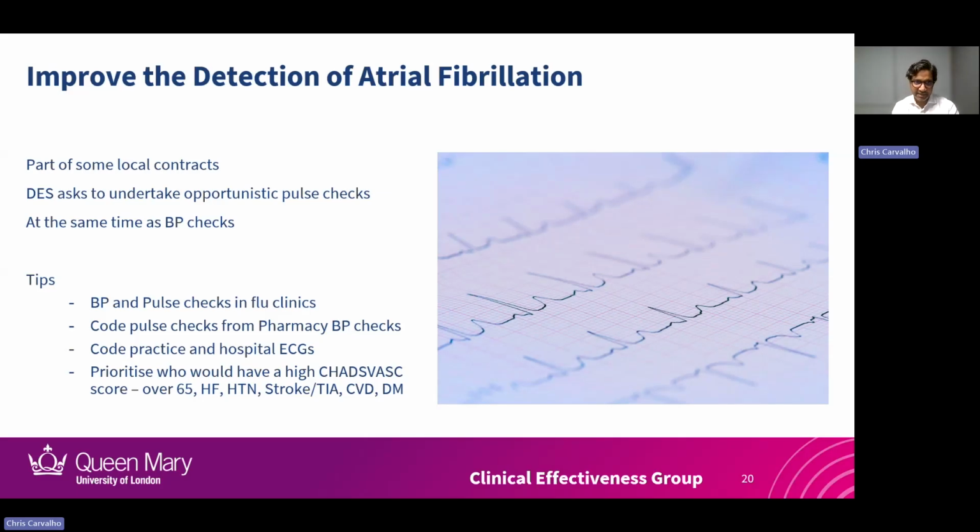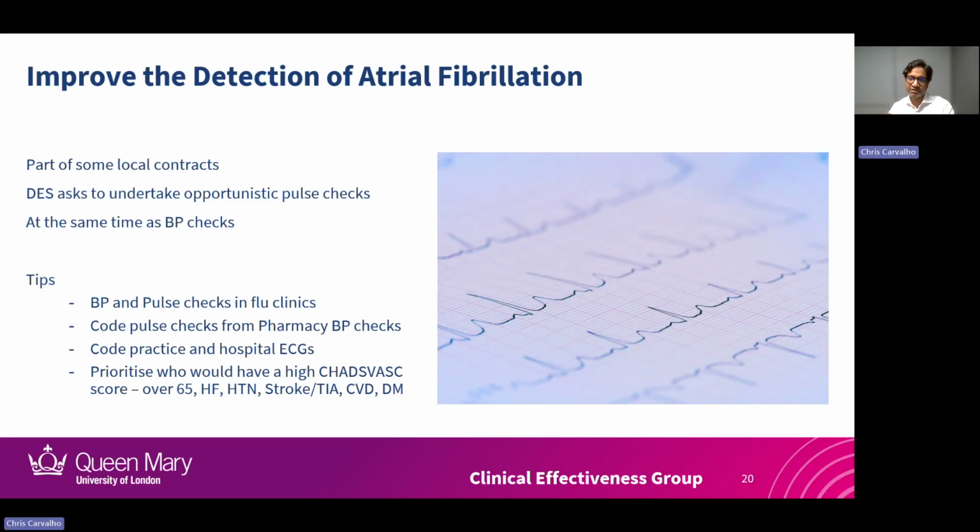And if the opportunistic pulse check isn't part of your local contract, what I suggest is you prioritize those people who are going to be most at risk if they are found to have AF. And the easy way to think about that is thinking about CHA2DS2-VASc. So looking at your population who are either over 65, who have heart failure, have hypertension, who've had a previous stroke, who have cardiovascular disease or who have diabetes, because those are the people who will then score highly on CHA2DS2-VASc and will need to be anticoagulated. So if you're going to prioritize, that's where I would suggest that you do it as well.